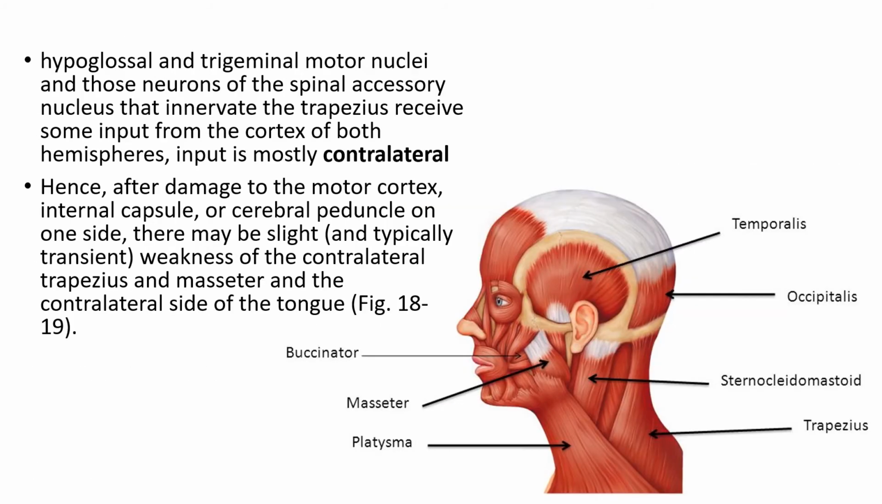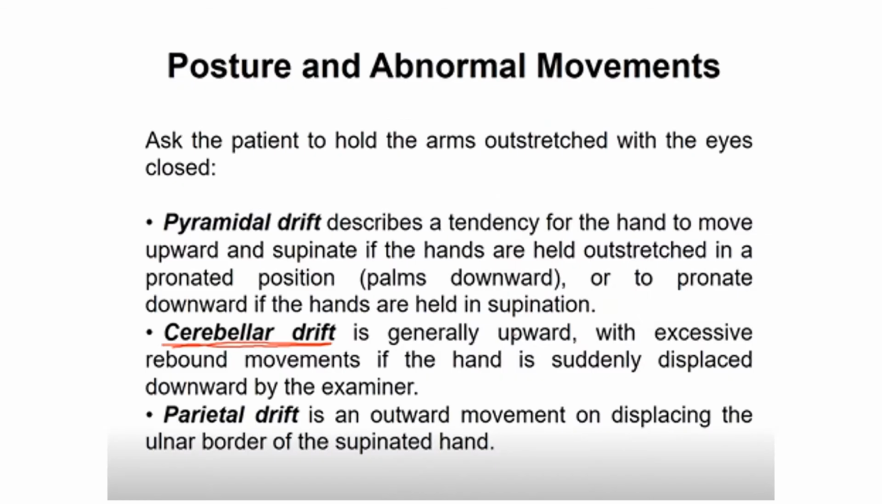Hypoglossal and trigeminal motor nuclei and those neurons of the spinal accessory nucleus that innervate trapezius receive some input from the cortex of both hemispheres. Input is mostly contralateral, so it crosses over. Hence, after damage to the motor cortex, internal capsule, or cerebral peduncle, also known as crus cerebri, on one side, there may be slight and typically transient weakness of the contralateral trapezius, the upper trap area, and masseter, one of the chewing muscles, and the contralateral side of the tongue.